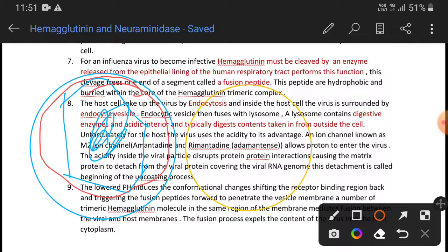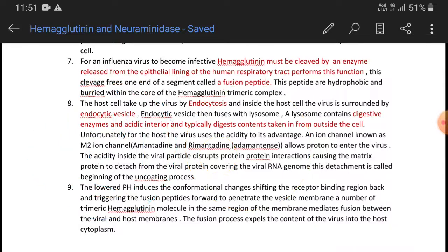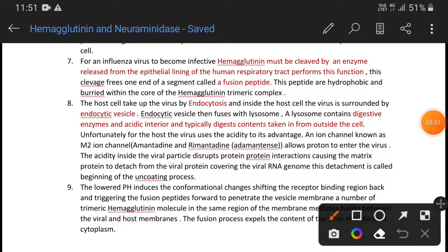So when the lysosome fuses with endocytic vesicles, the acidic interiors, that means the protons, are taken in by the M2 ion channel. Then these protons will help to disrupt the protein interaction. And as a result, the matrix protein will be detached from the viral protein that covers the RNA genome. And this detachment is called the beginning of the uncoating process.